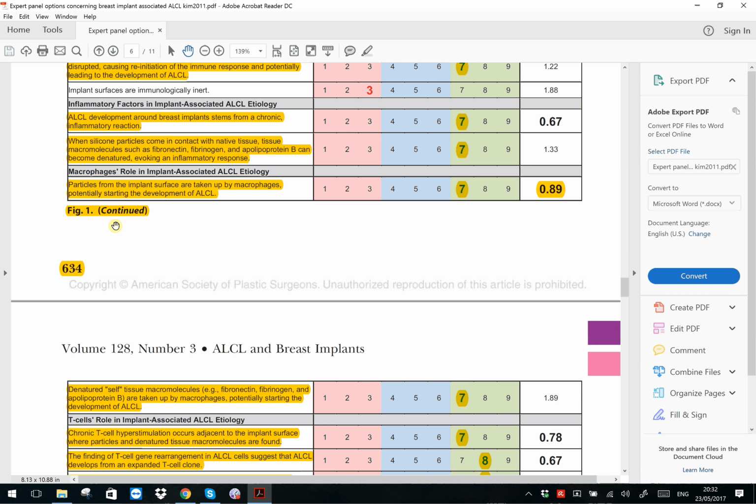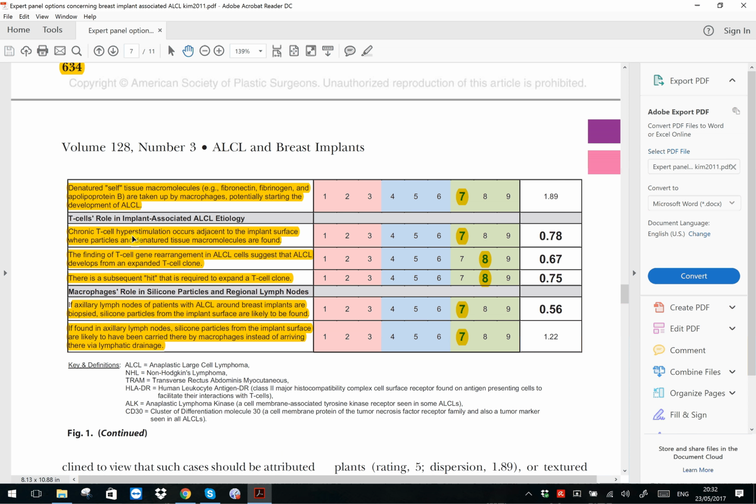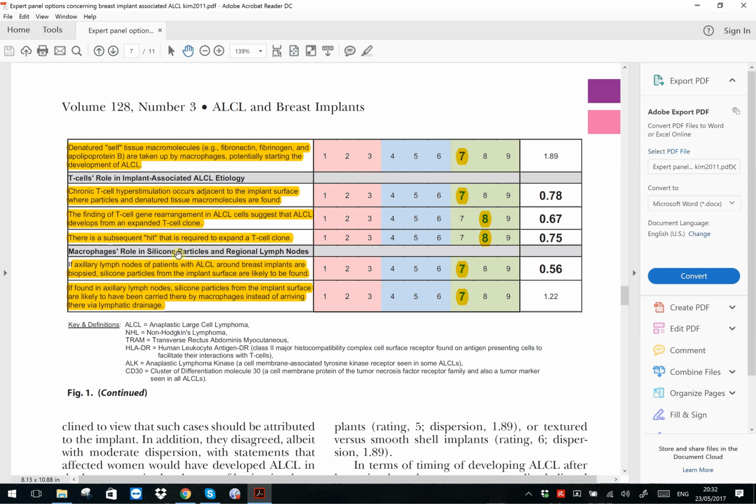And what is the macrophage role regarding silicone particles in axillary lymph nodes of patients with ALCL around the breast implant? When biopsied, silicone particles from the implant are likely to be found in axillary lymph nodes. So in this case, when we have to decide whether it is anaplastic large cell lymphoma, no, it's not. It's a seroma that is reactive with monocytes, macrophages, histiocytes. But the question is, how should we handle this case?